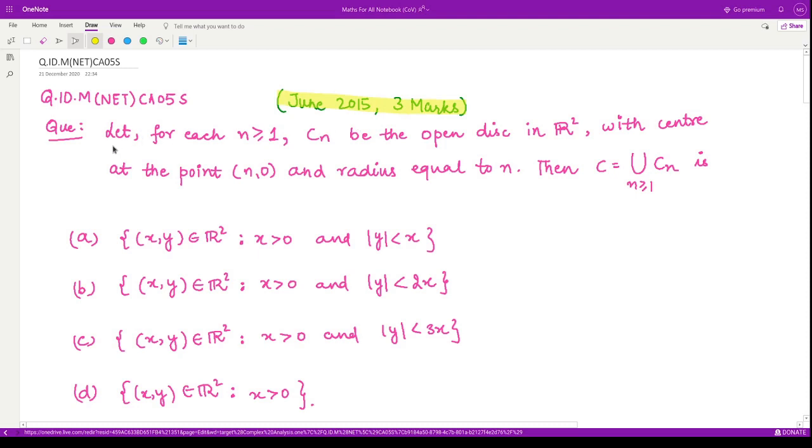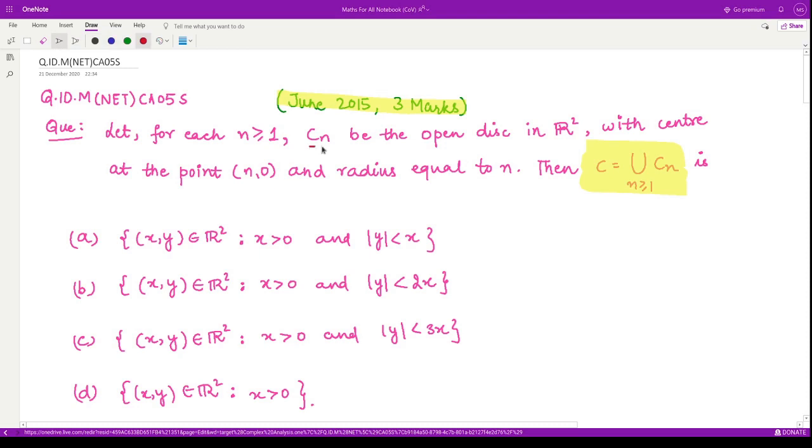The question says, let for each n greater than or equal to 1, Cn be the open disk in R square with center at the point (n, 0) and radius equal to n. Then they are asking, this C, which is the union of all these Cn, what would it be out of these 4? So let us have a look at what they are saying.